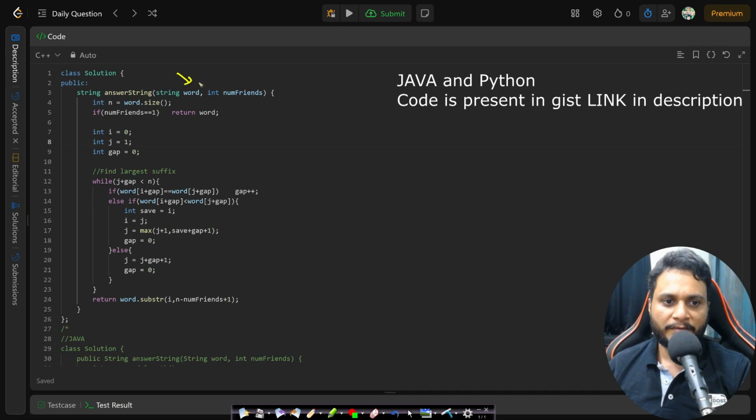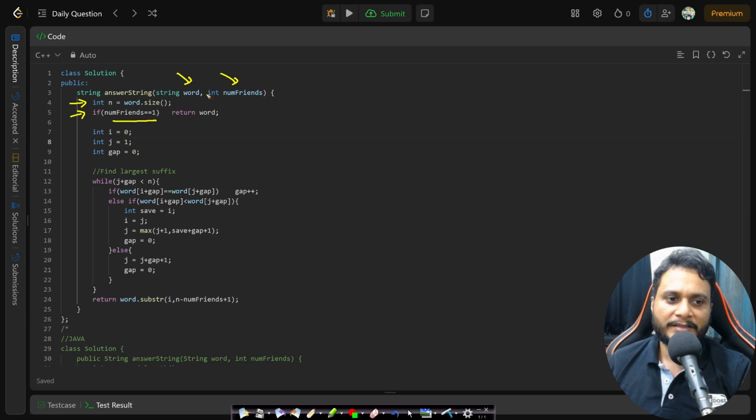In this problem, we are given the words and the num friends. So I'll be finding the word size, and if the number of friends is 1, then the given string will be the answer. We cannot make any slicing, right? So we need to return the word. Otherwise, if I have more than 1 friends, then I will be starting the processing. I will be 0. That means initial start of the largest substring will be assumed to be index 0.